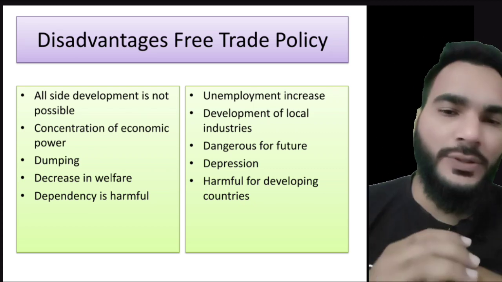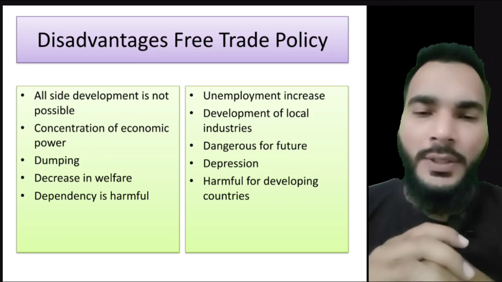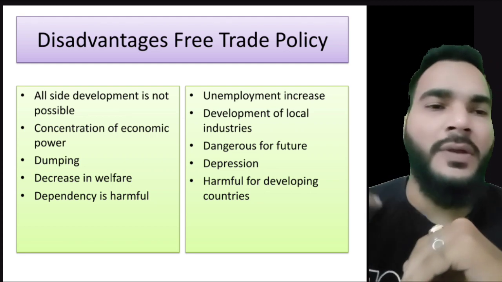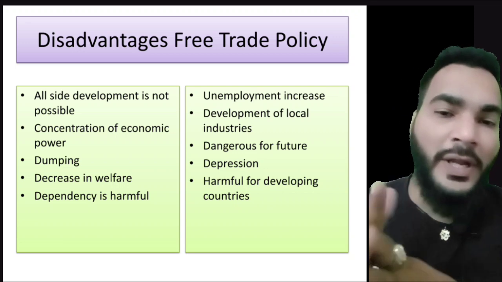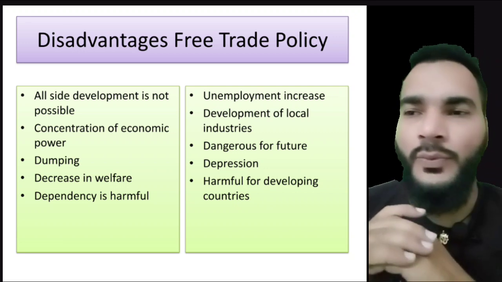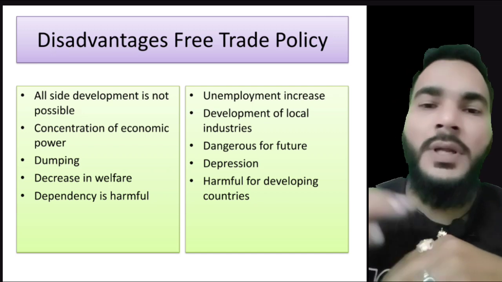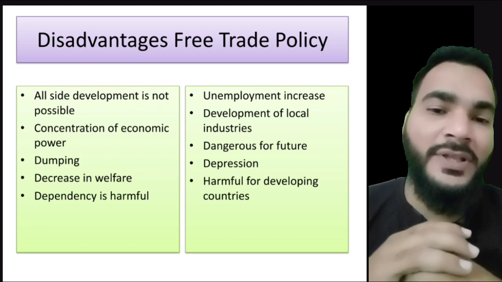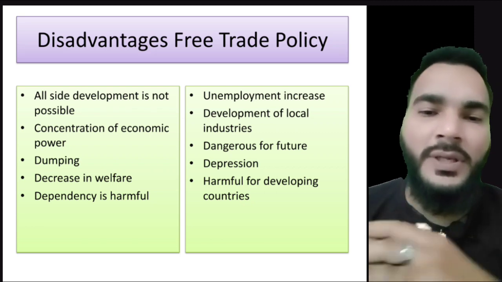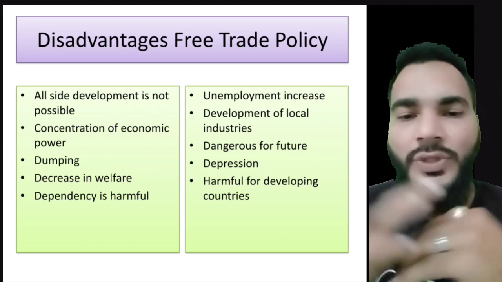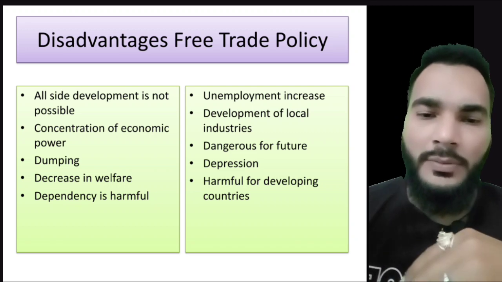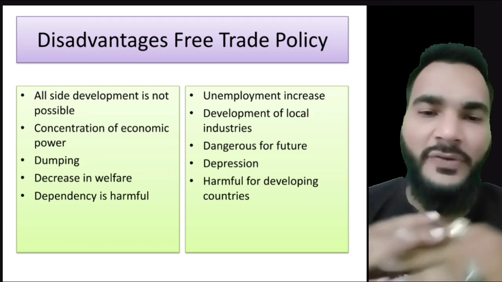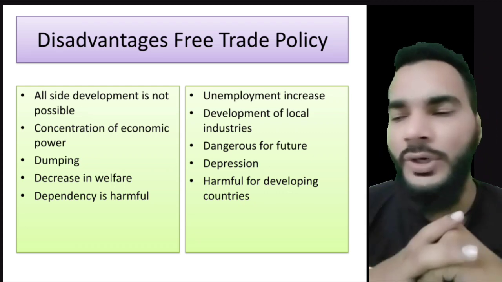Then the third one is dumping. What actually is dumping? If you are doing trade with different countries and relying on a particular thing, like if you are relying on Arabian countries for petrol and lubricants, and for some reason those countries are not ready to supply the goods to your country, in this case it would be like dumping. In the same way, we can also stop purchasing lubricants from those countries and start purchasing lubricants from different countries. That is also called dumping.